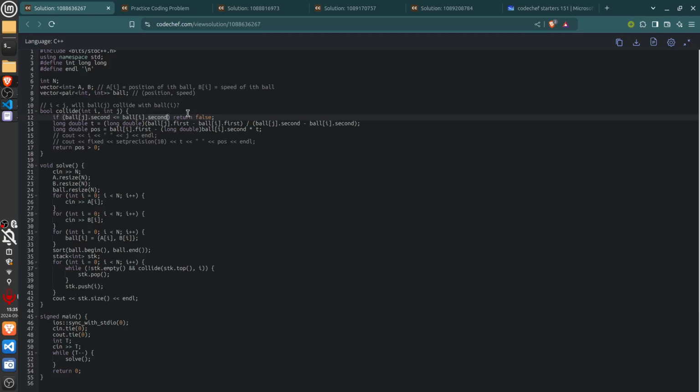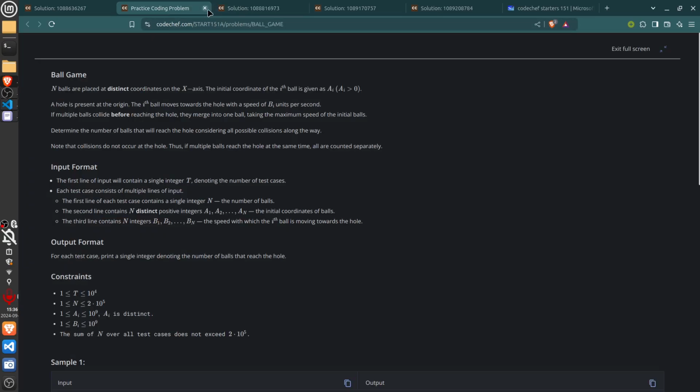The second ball is not going to collide with the first ball if it's not going faster. And if it is going faster, then you just calculate the t, the equation that we calculated before. And then you calculate the position by plugging in this t into, you could do the first ball, and then check if the position is greater than 0. That means it collides before. Okay.